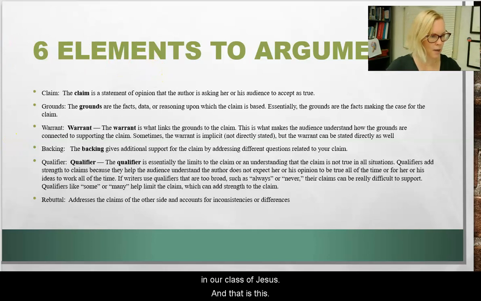Now, the reason why I'm bringing this up now is that many of you are struggling with Essay 2 and trying to solve the difficult problem of proving one cause as more responsible than the other. Well, there are 6 elements to argument. Again, we've seen them already, but let's go through their definitions.